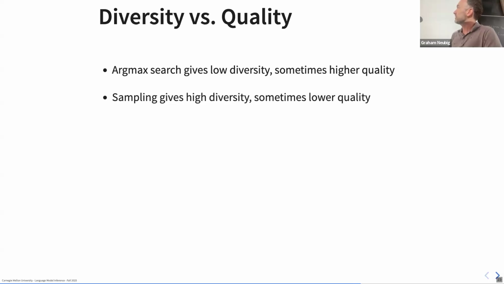In contrast, sampling gives high diversity and sometimes lower quality. Especially if we have a relatively good model with few model errors, typically the highest scoring one will be the best. So argmax search will give you the best results. But both are useful in different cases.